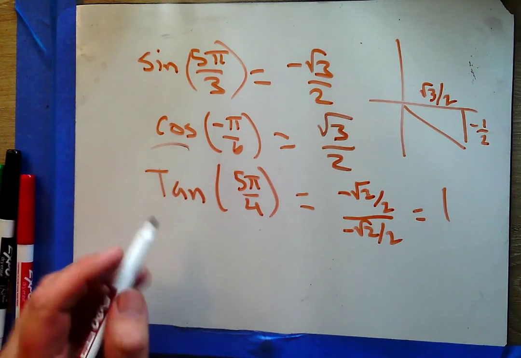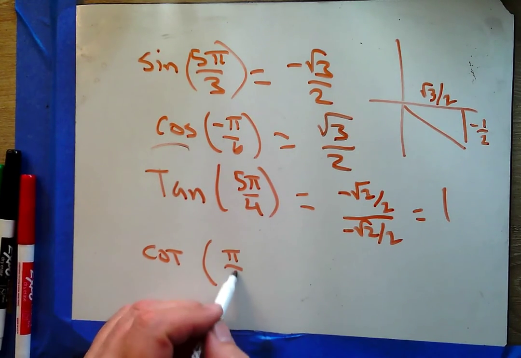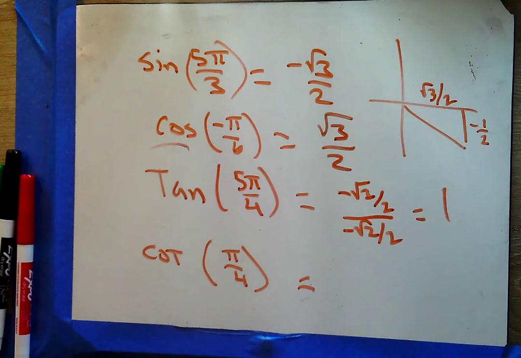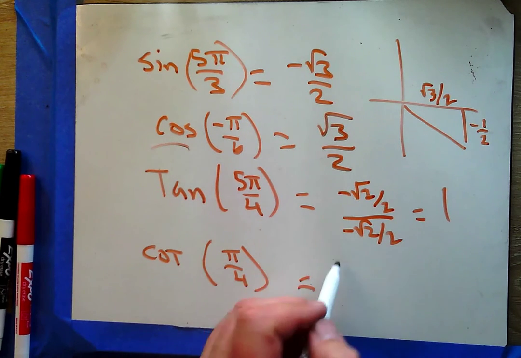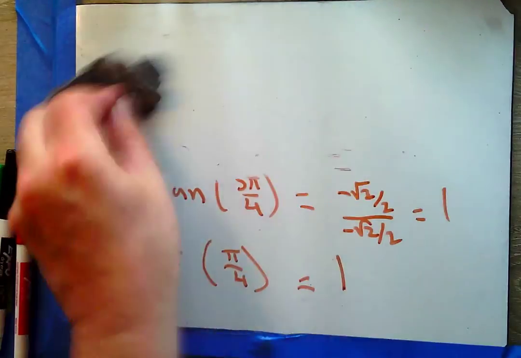Okay, what's next? How about cotangent pi over 4? 5, 4, 3, 2, 1. You should have 1 for that. Root 2 over 2 divided by root 2 over 2.